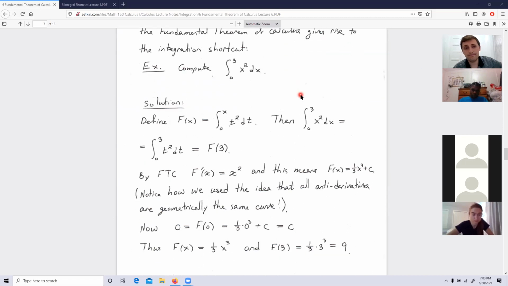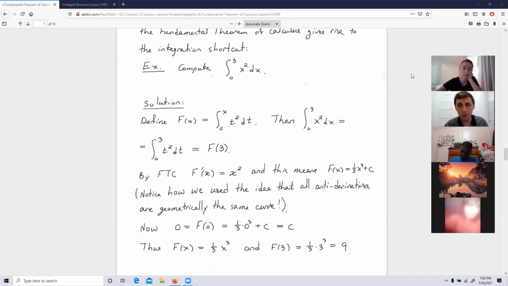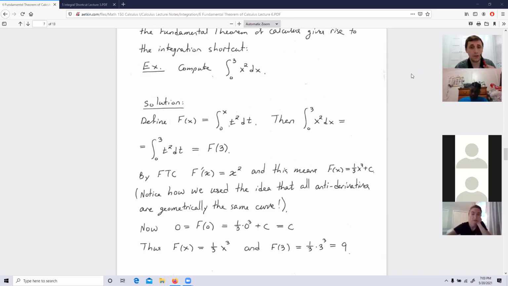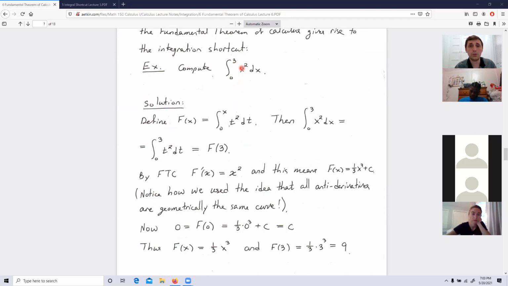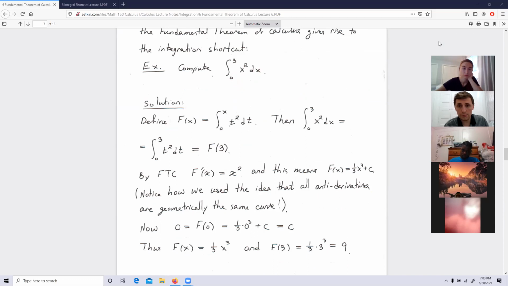How is that supposed to work? So here is how the shortcut is developed from here, guys. And let me know for sure if there is something you are not understanding. Suppose I want to calculate the integral from 0 to 3 of x squared dx. I'm going to explain why the shortcut works now.